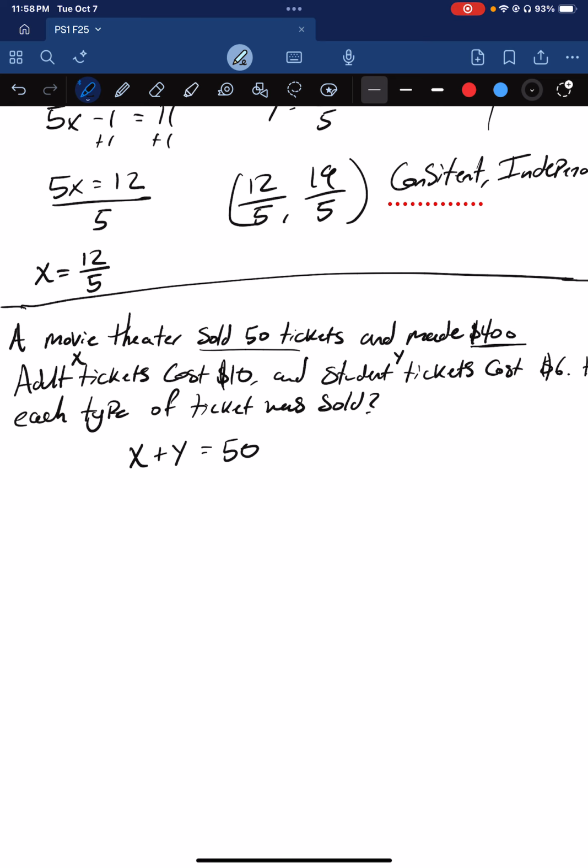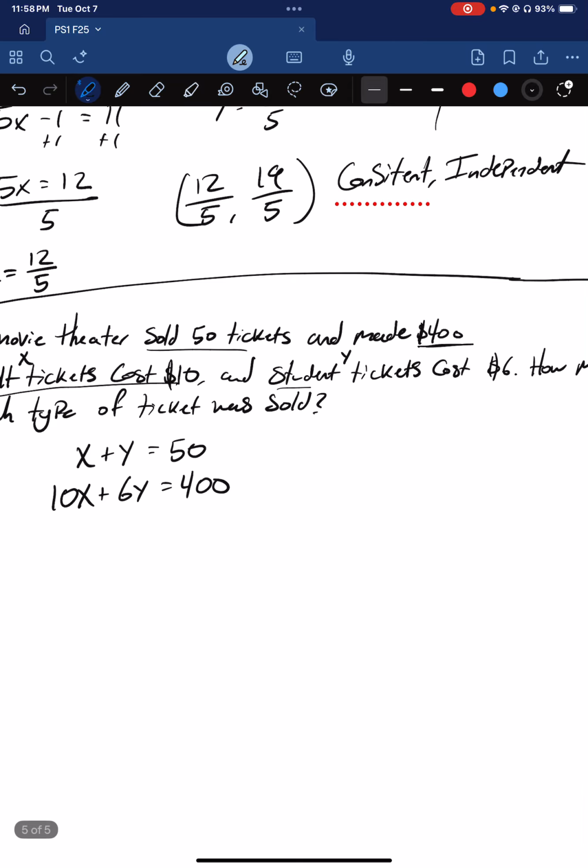Well, how would we figure out how much money you made from selling 4 tickets, or 4 adult tickets? You would do 4 times 10, of course. Just now, instead of knowing that you sold 4, we know that you sold X of them. So we get 10X plus 6Y equals 400. And again, that comes from finding how much money we made from the adult tickets, the 10X, plus how much money we made from the student tickets, the 6Y, and we know that equals 400 total.